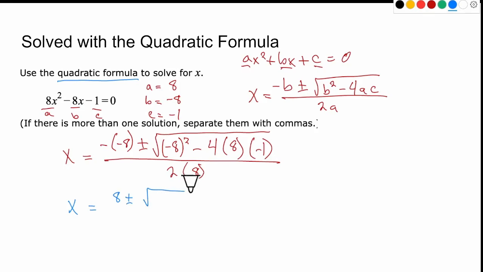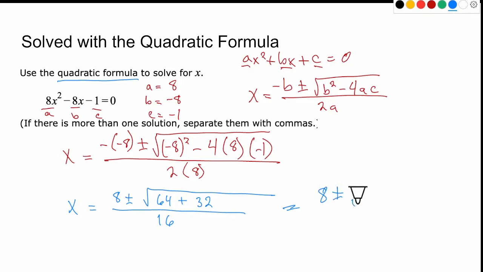Inside, we're going to get the square root of 64. 4 times 8 is 32, and this negative. And then we're going to divide everything by 16. 64 plus 32, that's going to give us the square root of 96. Now we might think we're done, but what we have to do is simplify this square root.